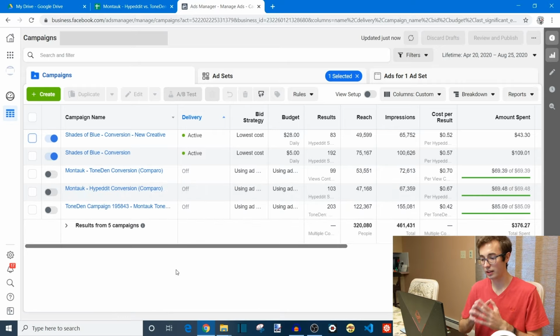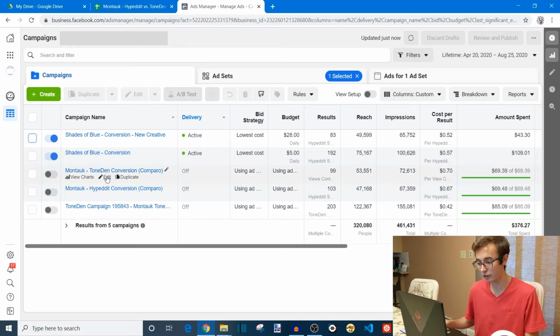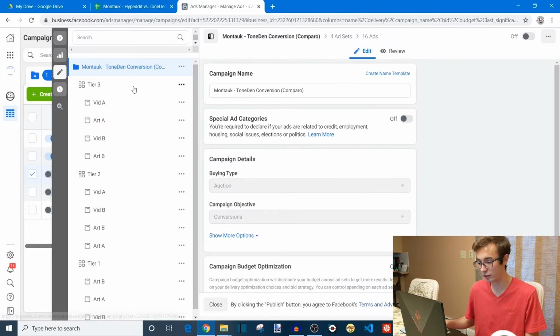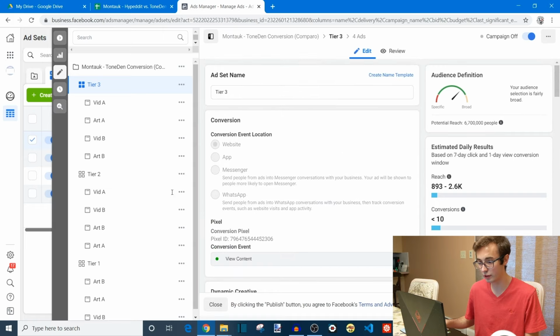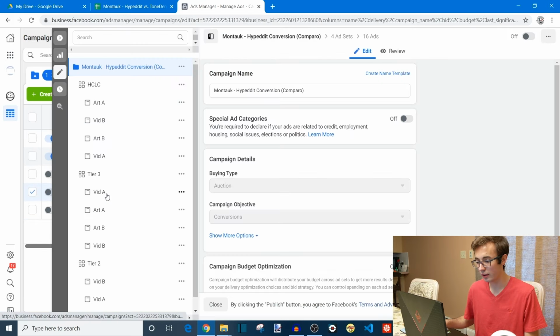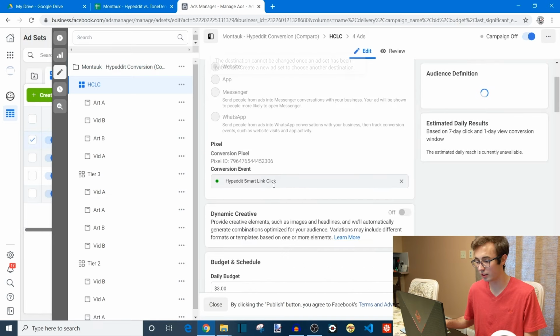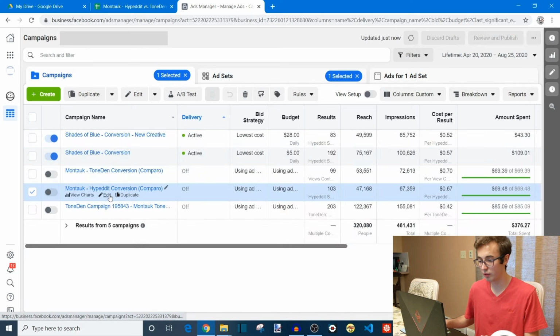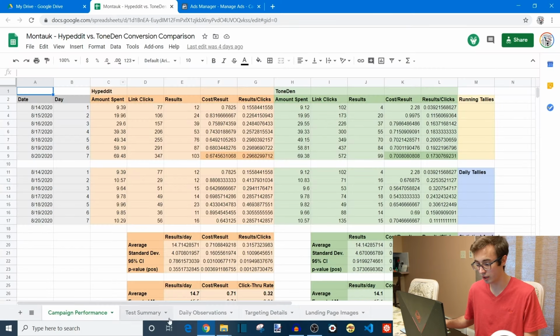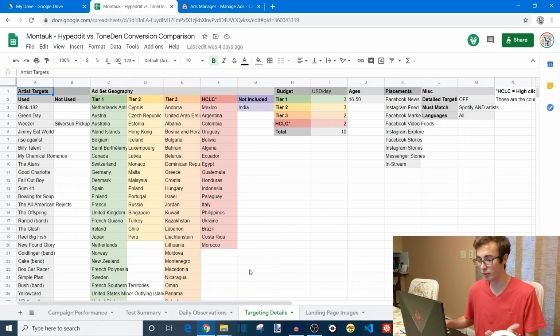So the way my setup for this experiment worked is basically I had two campaigns that were almost identical, and the only difference between the two of them was the conversion event. So for the ToneDen campaign, I used the ToneDen view content, and for the Hypeddit campaign, I used the Hypeddit smart link click event. So that was really the only difference between the two of them. And then I can even show you the details of how my targeting worked.